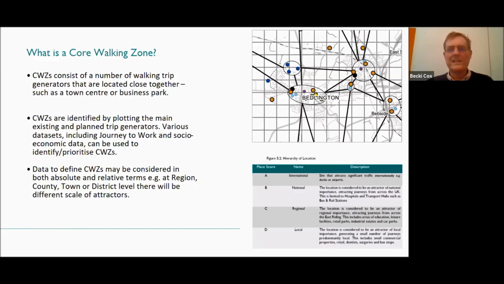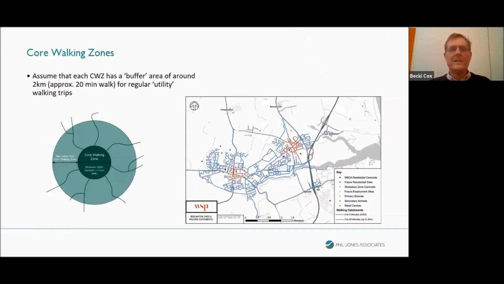One thing to consider is that this whole process we were asked to do by DFT right at the outset, to create something that was scalable, so that some people might be looking at a regional LCWIP, others might be looking at a town-wide one, or even a district within a town. And so you can apply that logic to different scales of trip generators and just look at where they are accumulating and look at how you get to and from those core areas.